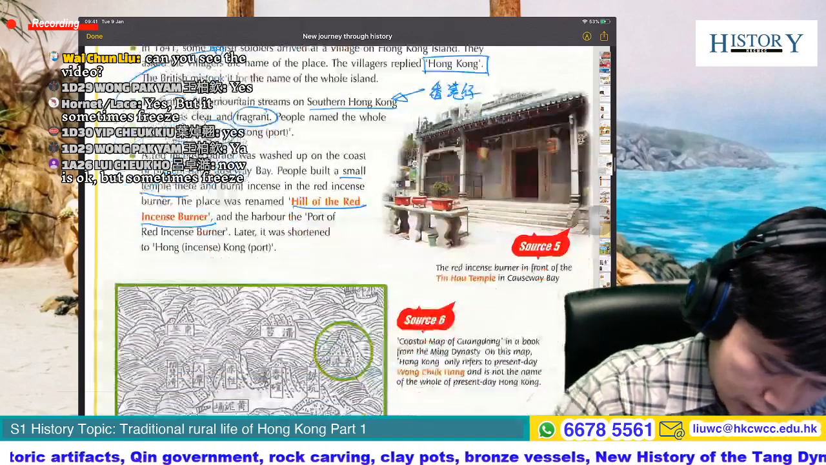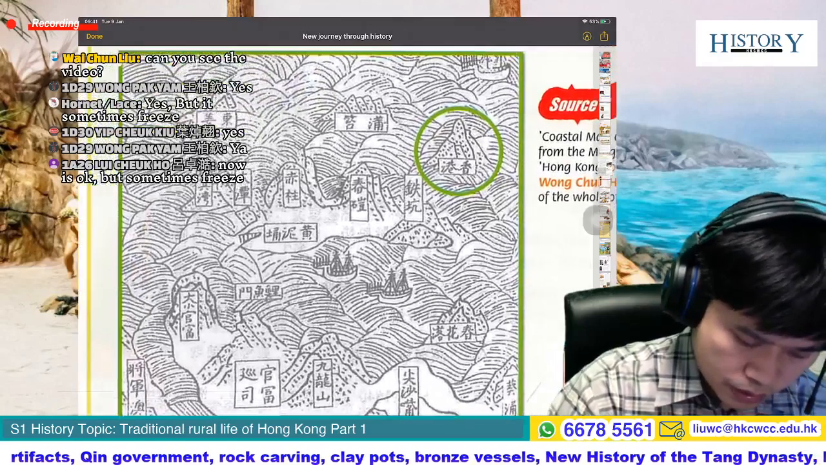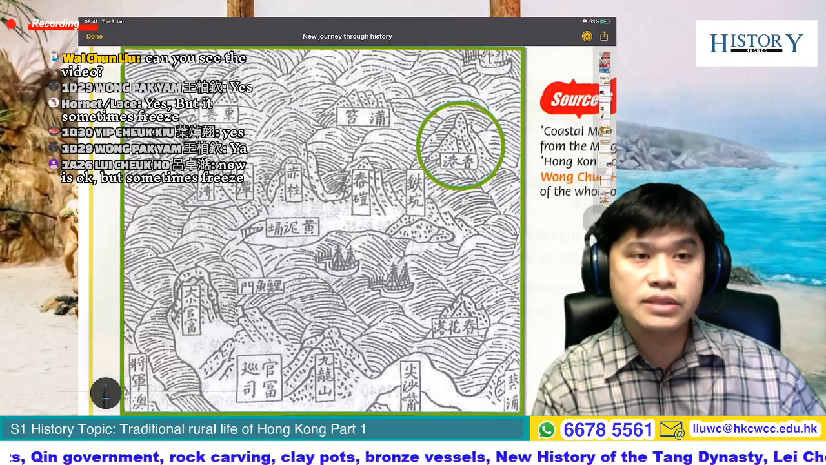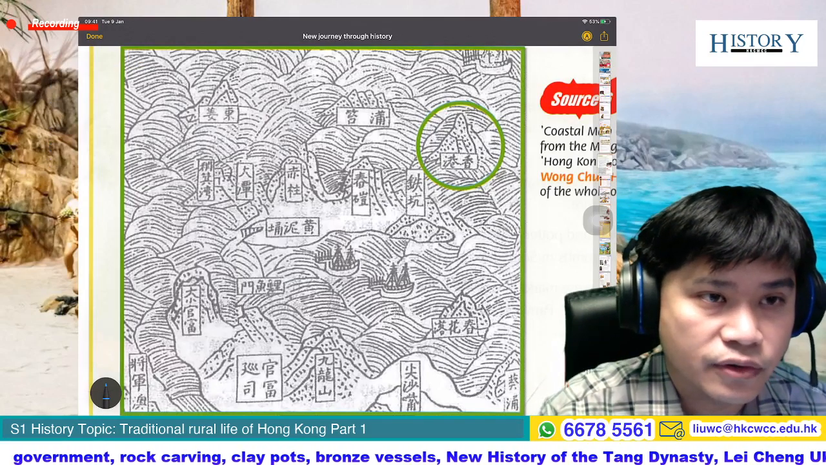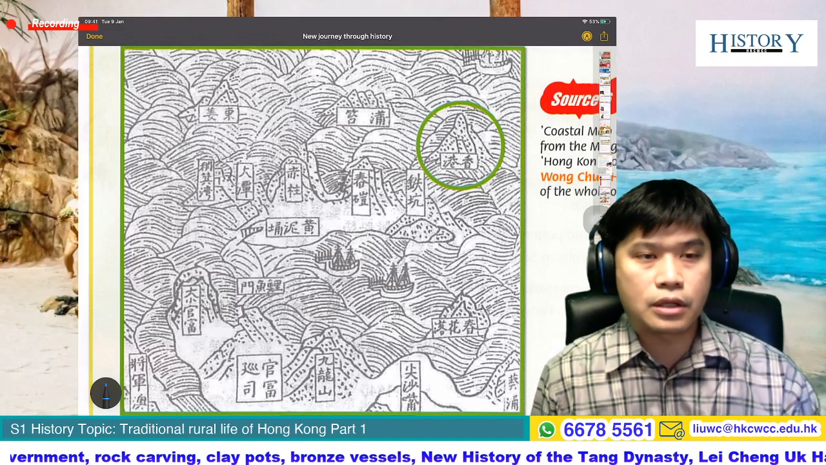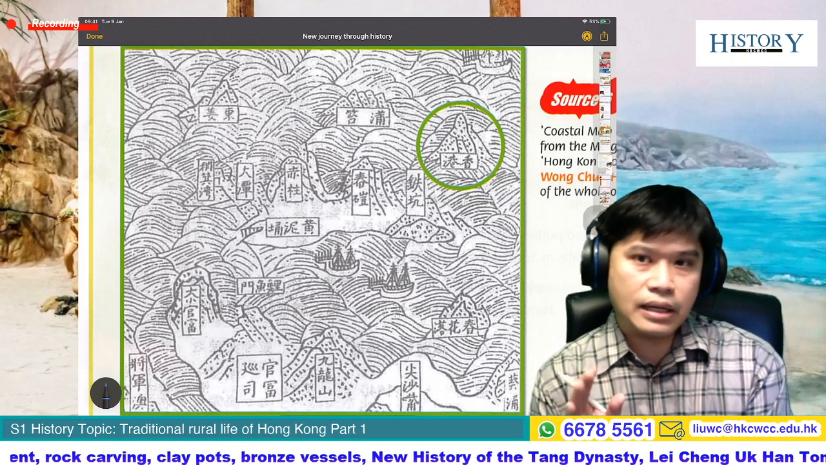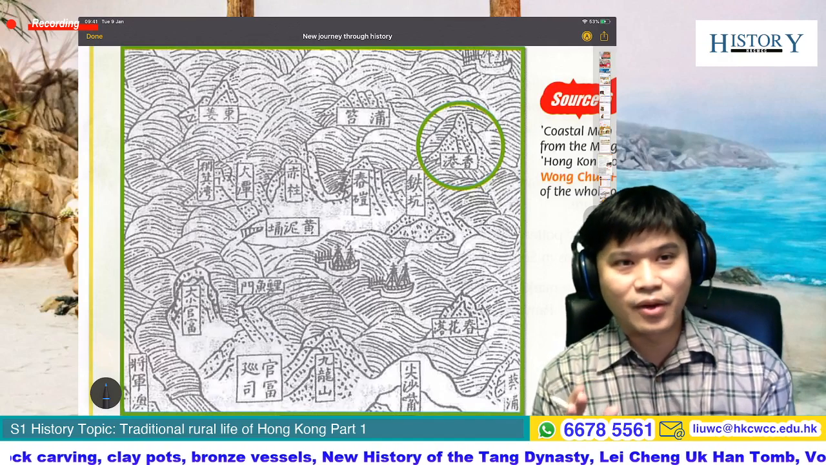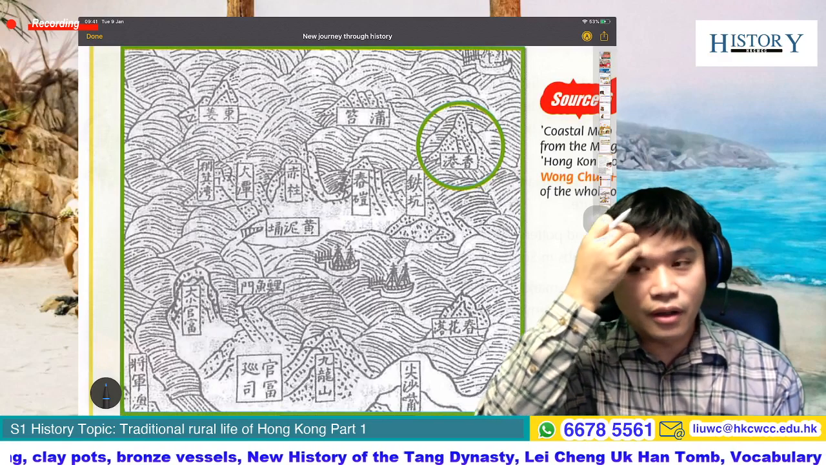Right now, let's have a look at this map, the map we just mentioned. I need to hide the chat first so it won't block the photos. This is a very, very old map, made by the Chinese during the Ming Dynasty. So that is a map of Hong Kong.